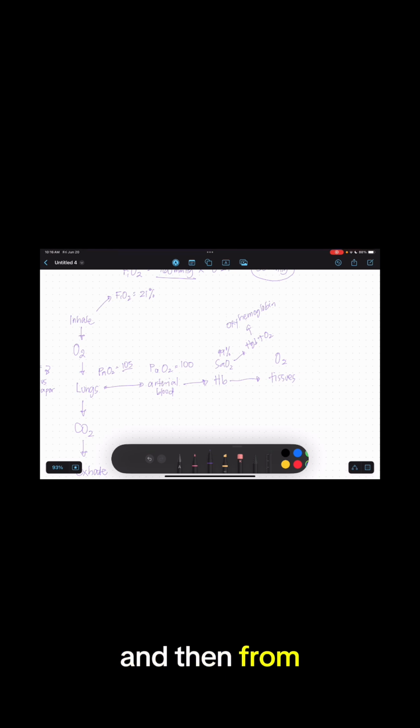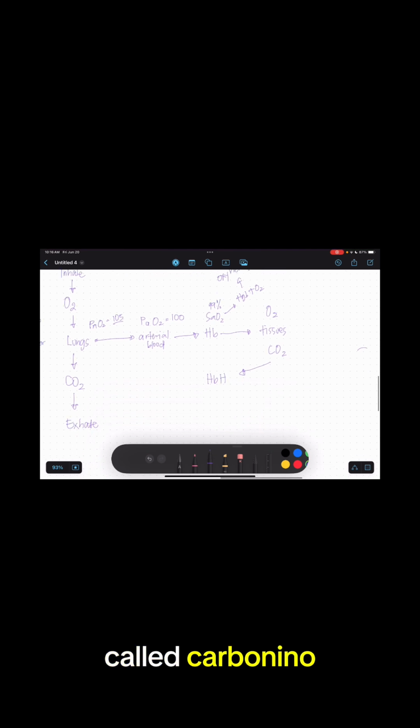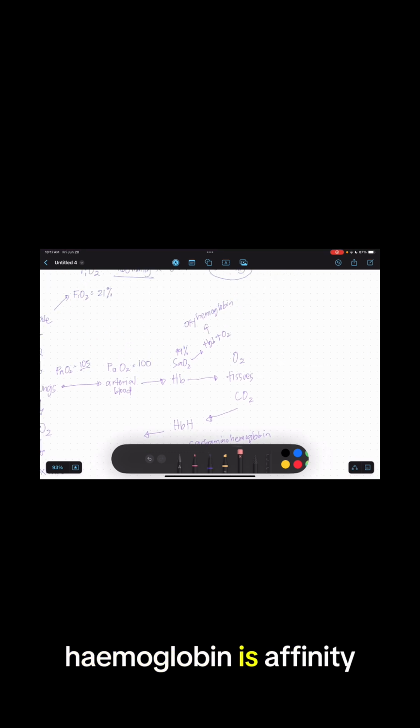And then from the tissue, it unloads or offloads oxygen, they're the same, and the blood now picks up carbon dioxide. Now it's called carbaminohemoglobin, which is hemoglobin plus CO2. And this affinity between oxygen and hemoglobin is called the Bohr effect.